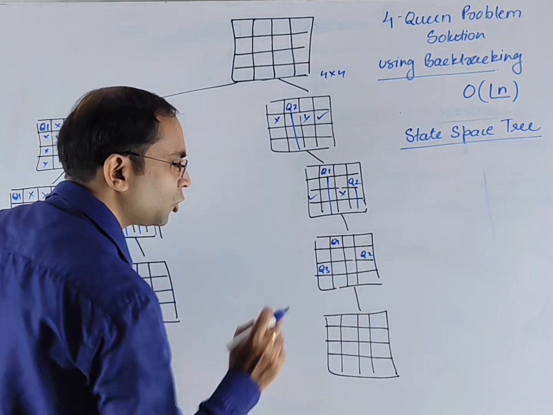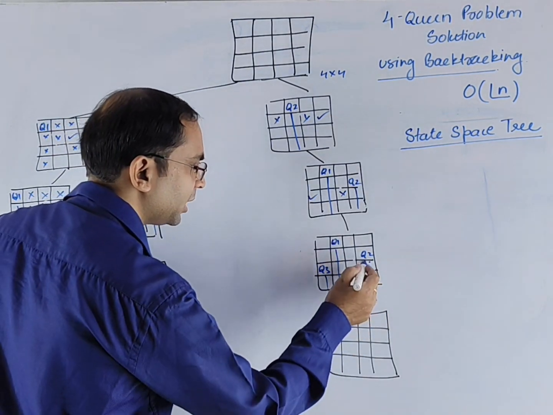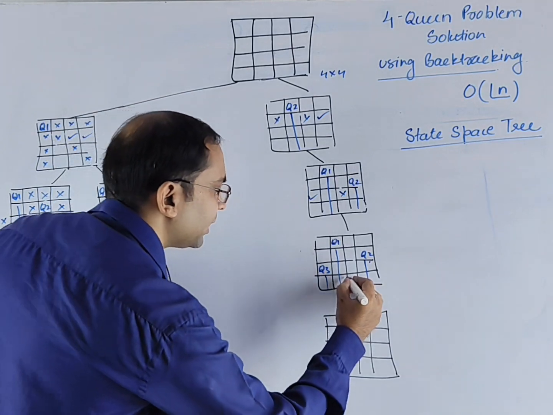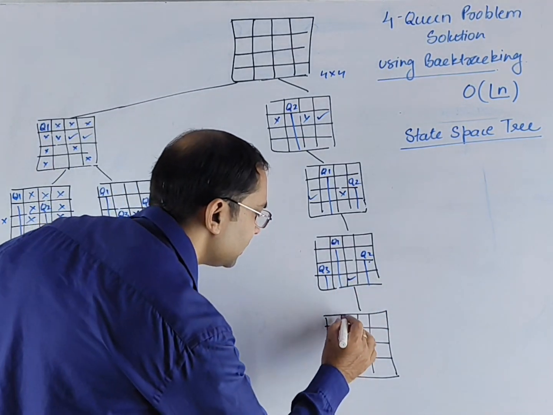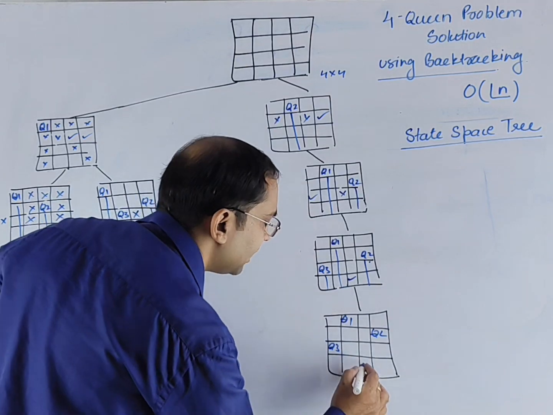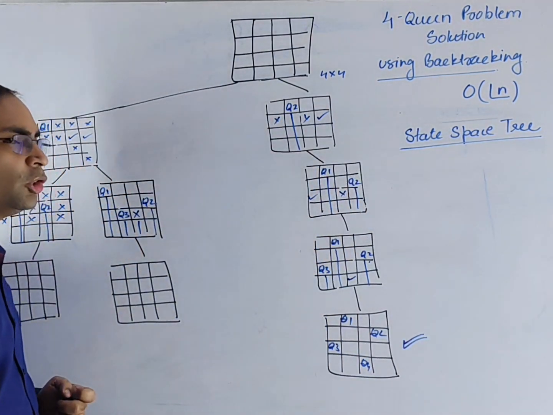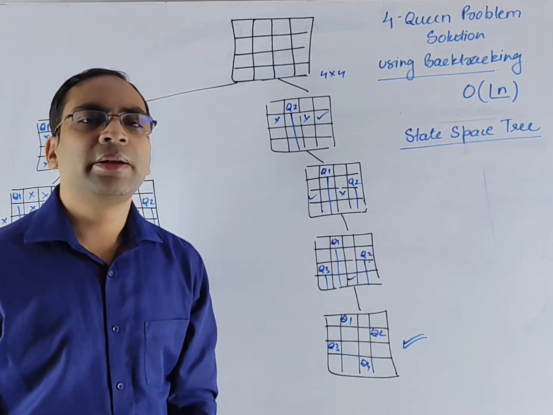Now we are left with the last row. We'll see where we can put. We cannot put it here, we cannot put it here, we cannot put it here, and we will be able to put it here on the last place. So here we can say Q1 is here, Q2 is here, Q3 is here, and Q4 is here. So this is one solution. So we have reached the solution, and now this solution will be returned back.